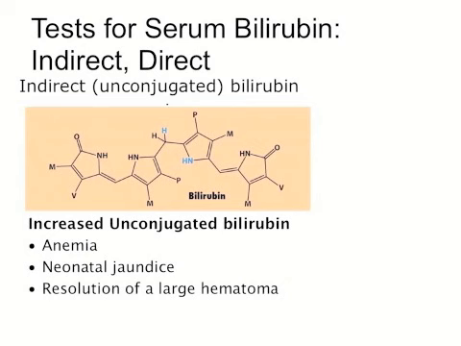An increased concentration of unconjugated bilirubin can be the result of anemia, neonatal jaundice, or the resolution of a large hematoma. An increase in the levels of unconjugated bilirubin is a signal that the body is trying to get rid of a lot of heme at once and is overwhelming the system. But this is generally not caused by liver damage. Rather, it's caused by an increase in red blood cell lysis. Now, as we saw with sickle cell anemia, anemias can result from the rupturing of red blood cells. And when this happens, a lot of heme must be processed.